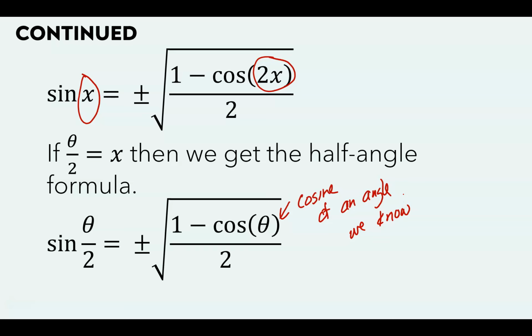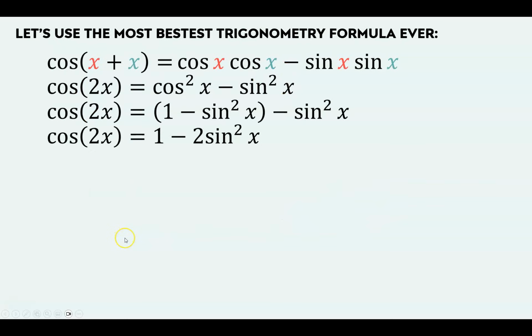So just think pi fourths, or 45 degrees. And then that would allow you to find sine of half of that angle, sine of pi eighths, or 22.5 degrees, or something like that. Okay, cool. Now, it's even better than that, just in case you're wondering.